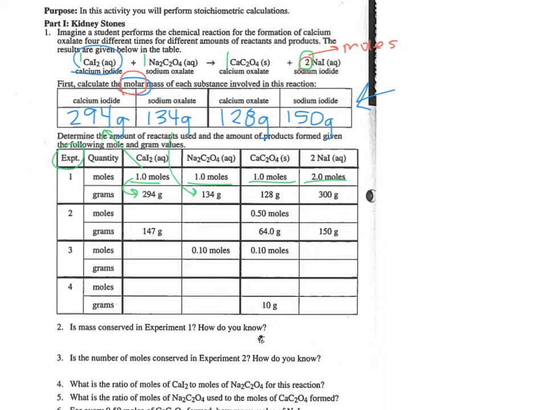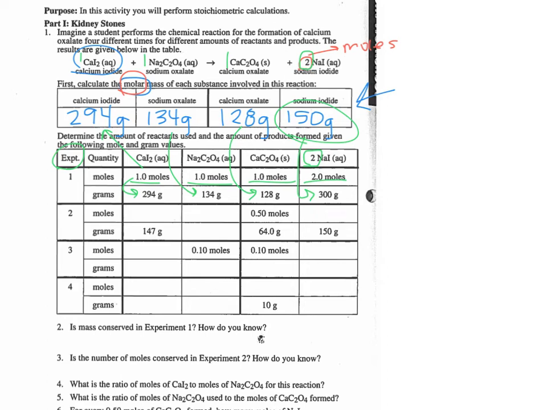And then as well as the calcium oxalate, which is 128 grams in 1 mole. Now the only one that's changed from the top is the sodium iodide, and that's because, remember, we took our molar mass and we have 2 moles in our recipe, so 150 times 2 is why we've got 300 right there. Okay, so that's how we're getting all of these numbers.